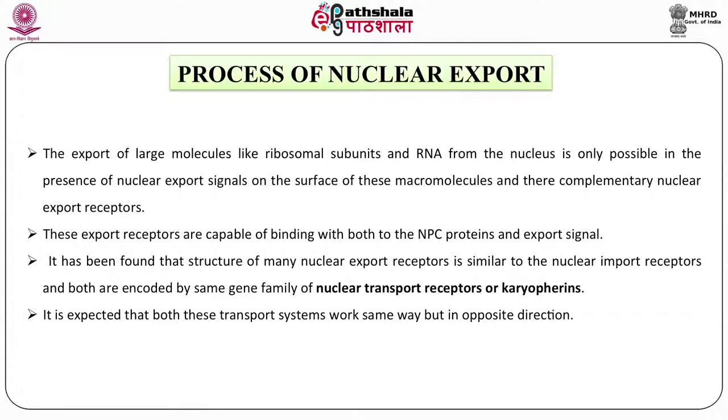It has been found that the structure of many nuclear export receptors is very similar to the nuclear import receptors, and both are encoded by the same gene family of nuclear transport receptors, or karyopherins. It is expected that both these transport systems work the same way but in opposite directions.